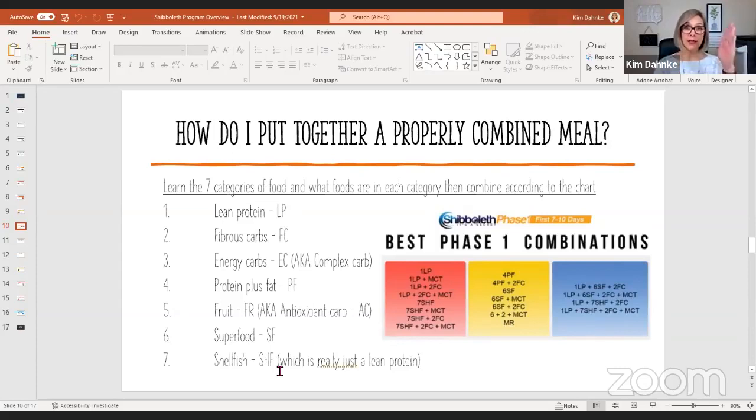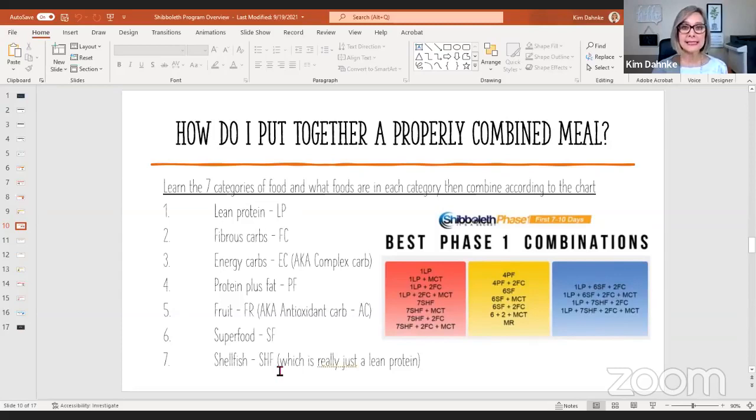Now, I've got category 1 and category 7. I consider these the bookends to the categories. Both of them are lean proteins. Shellfish used to be in category 1, but due to medical reasons and biblical reasons, some people don't want to eat shellfish, so it was just pulled out and put into its own little category. All fish is in category 1, lean protein, but all the other critters that live in water, whether or not they have a shell, they go in shellfish. All right, so that's the way to keep that differentiated.